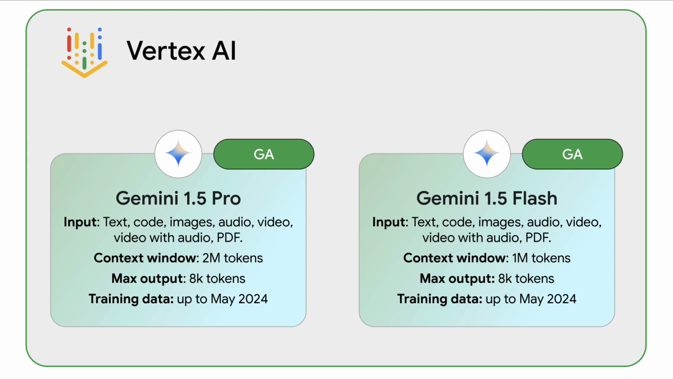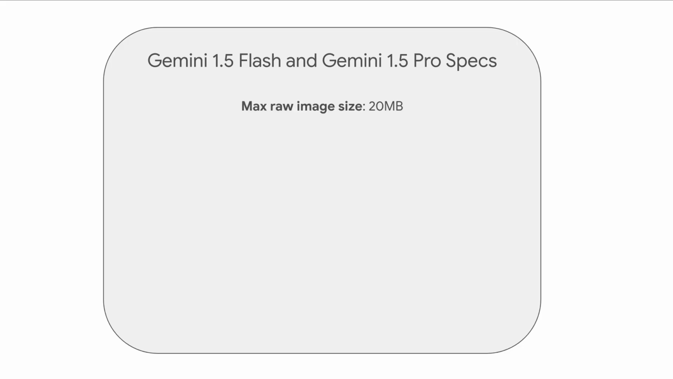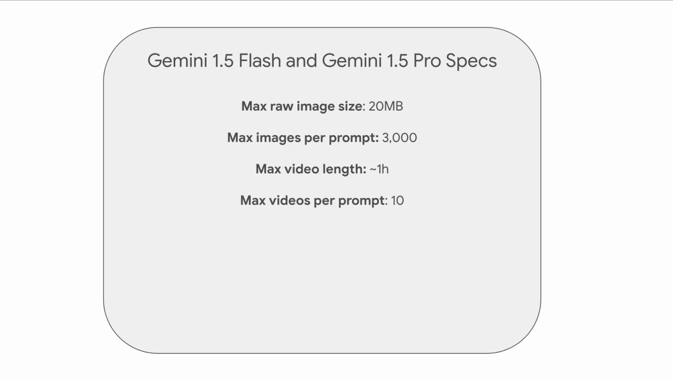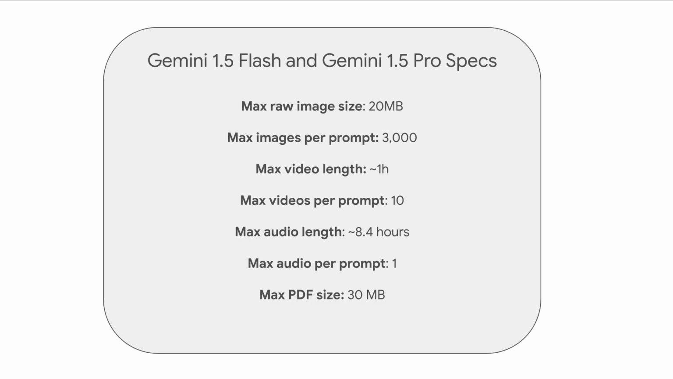1.5 Pro has a context window of 2 million tokens, and 1.5 Flash has a context window of 1 million tokens. They both have a maximum output size of 8,000 tokens and training data up to May 2024 at the time of recording. Here are some important limits you should know. 20 megabytes image size, 3,000 images per prompt, maximum video length of approximately 1 hour, 10 videos per prompt, 8.4 hours of audio length, 1 audio per prompt, and a maximum PDF size of 30 megabytes.